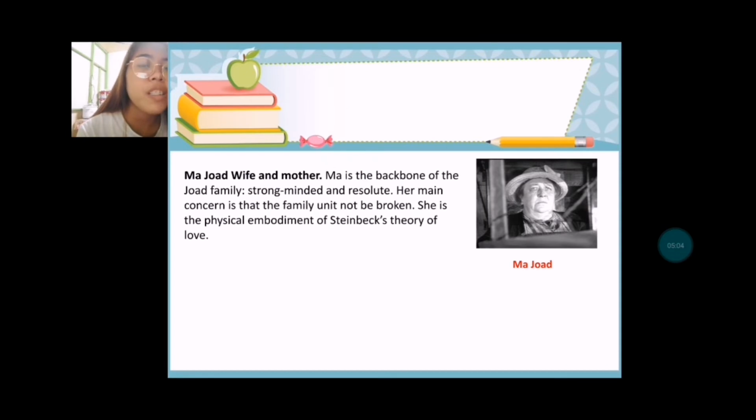Next is Ma Jude. Ma Jude is a wife and of course she's a mother. Ma is the backbone of the Jude family, strong-minded and resolute. Her main concern is that the family unite, not be broken. She is the physical embodiment of Steinbeck's theory of love. So Ma Jude tries everything just to hold her family together, no matter what happens.